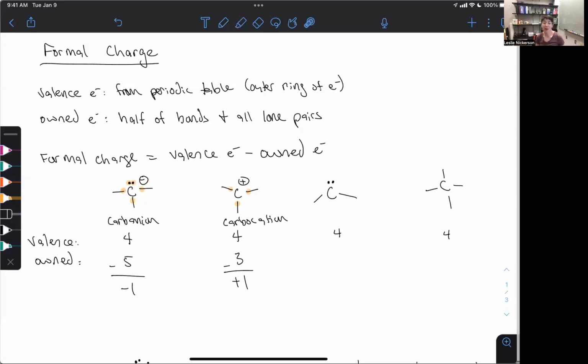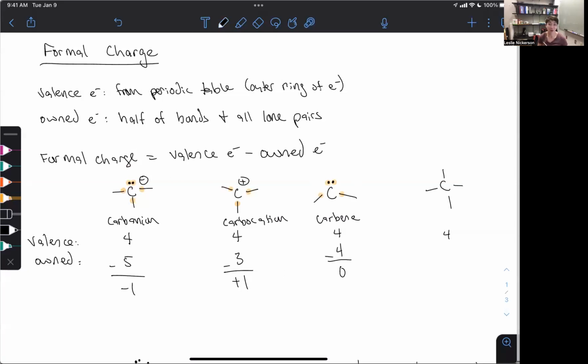We will maybe talk about it in second semester, but I just wanted to show it for formal charge purposes. This is actually called a carbene. It has very specific chemistry associated with it. But let's just count out how many owned electrons it has. So it's got 1, 2, because we count all the lone pairs, and then one of each of the bonds, 3, 4. So 4 minus 4 is 0.